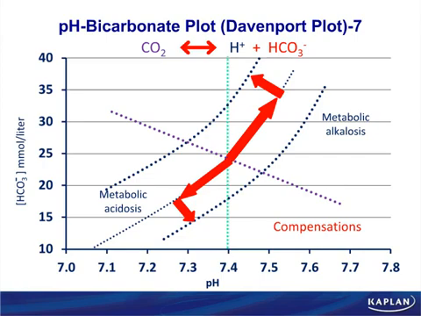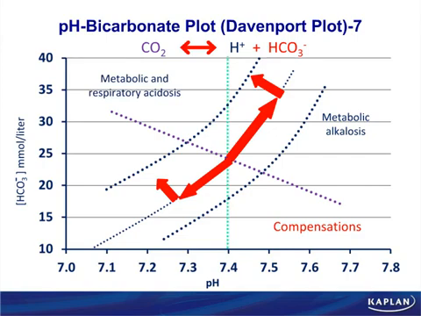Now, stop and think for a moment. If I moved in this direction, the last arrow I drew in, what would that represent? Correct. That is a mixed metabolic and respiratory acidosis. Notice that CO2 has gone up and we have a low bicarb. They've gone in opposite directions. We're not moving toward the green line, we're moving away from it, so it's a mixed disturbance.